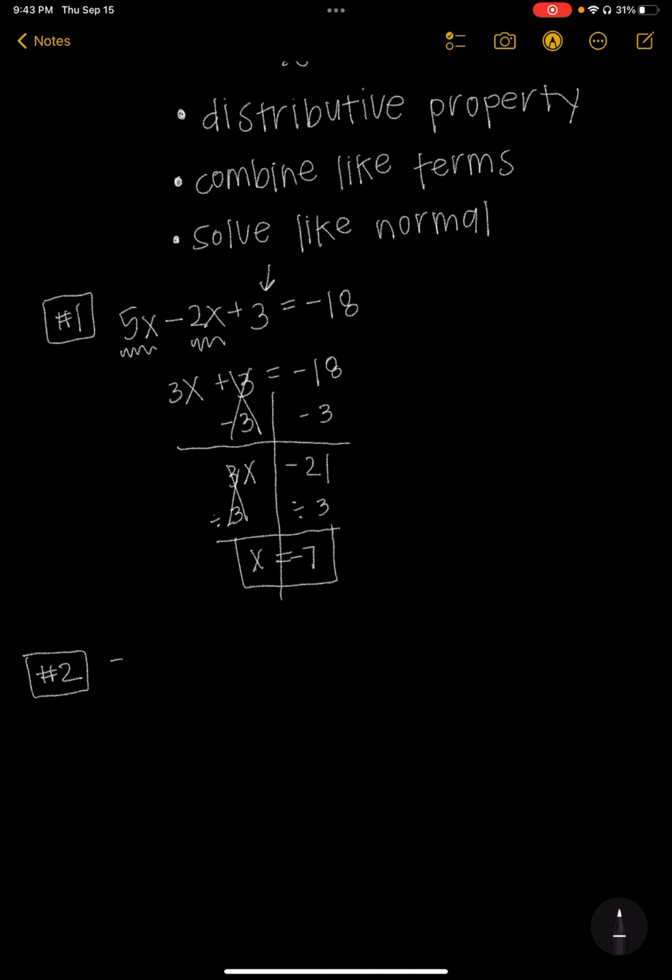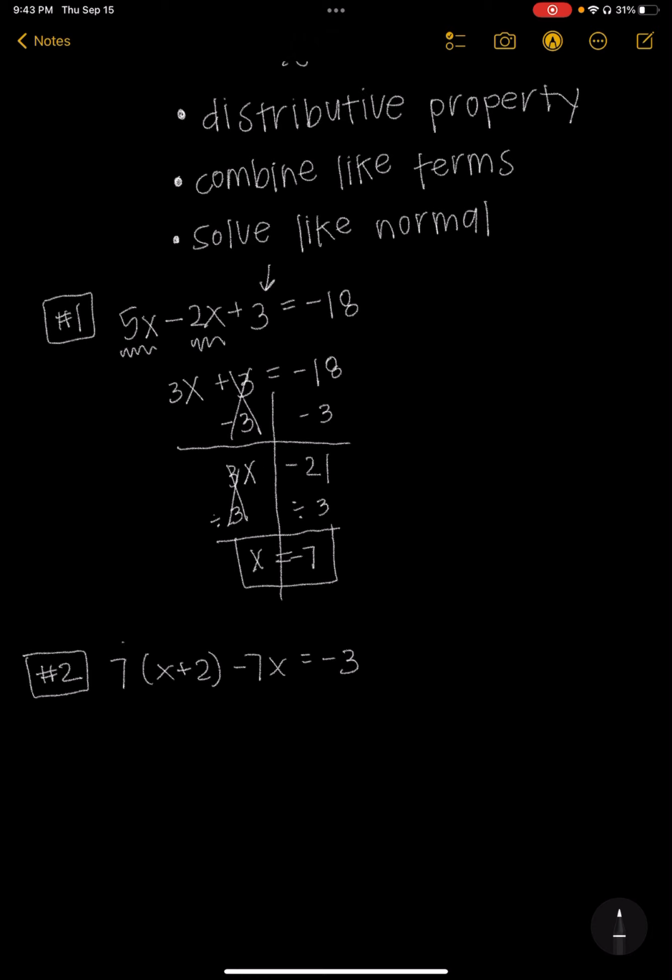In this example, we have 7(x + 2) - 7x = -3. So here's where we start using that distributive property. I see a set of parentheses. The first thing I'm going to do is distribute.